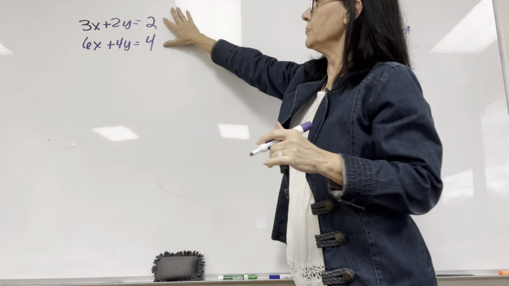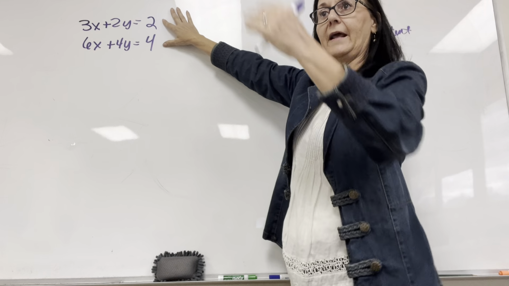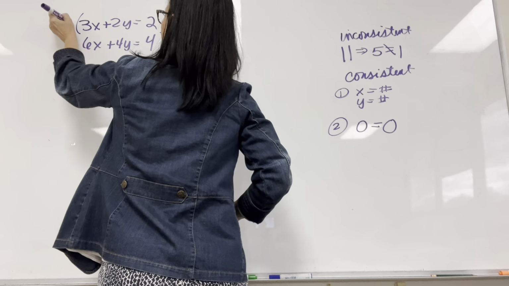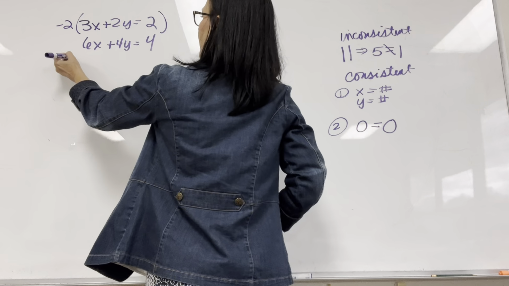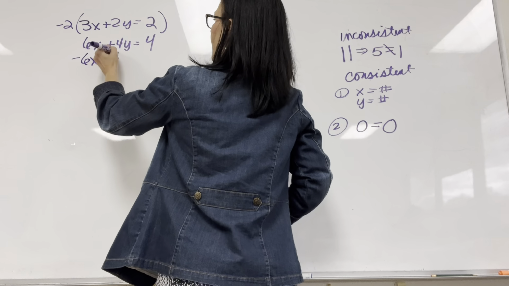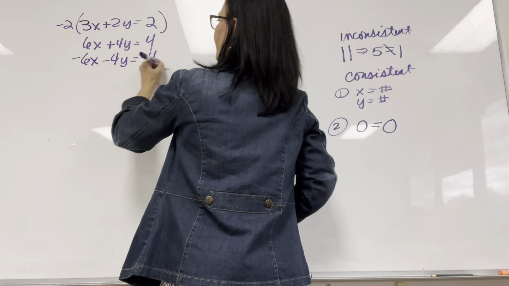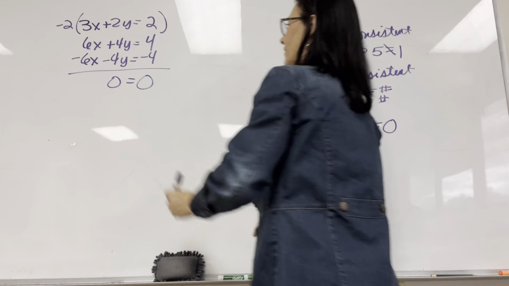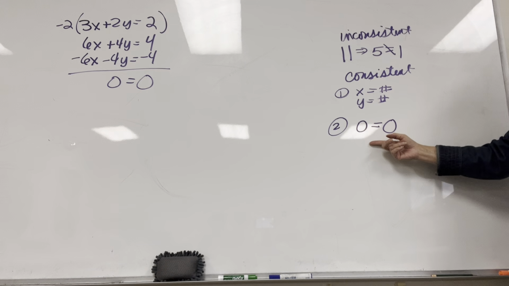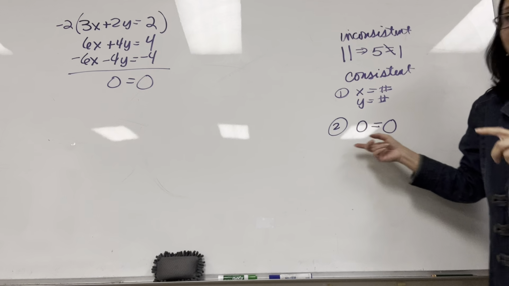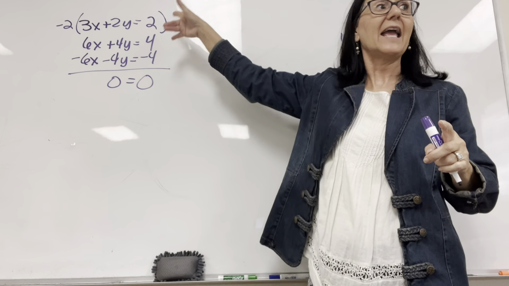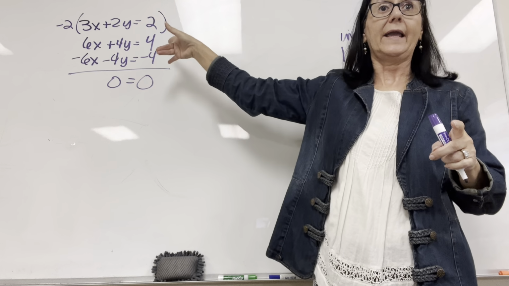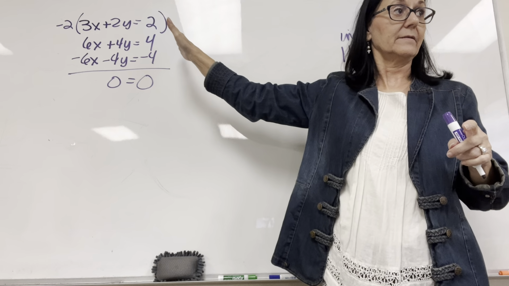So what would you do to eliminate? Multiply the top one by -2. So you end up with negative 6x minus 4y is -4. What do we end up with? 0 equals 0. This is how you know that they are the exact same line. They are consistent at every point. Every point.